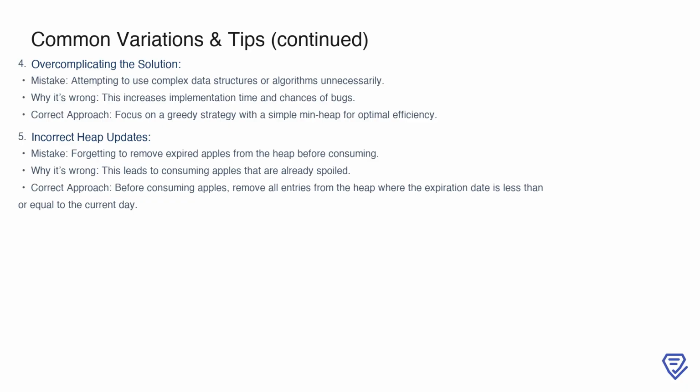If you forget to remove expired apples from the heap before trying to consume them, you could end up using apples that are already spoiled. To avoid this, make sure you remove all entries from the heap where the expiration date is less than or equal to the current day before consuming any apples. This ensures that you are always working with valid data and prevents logical errors.